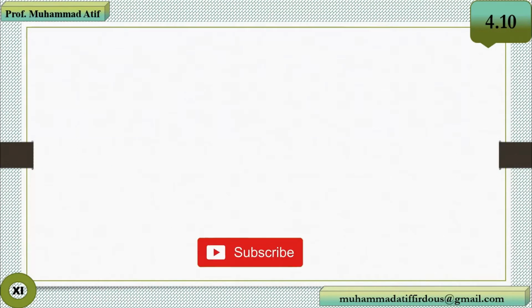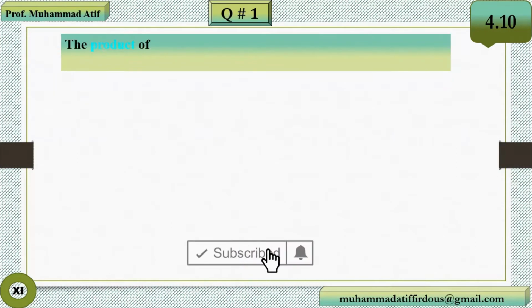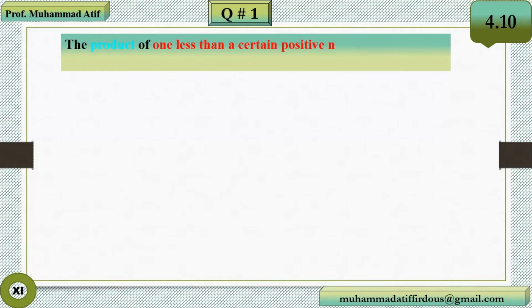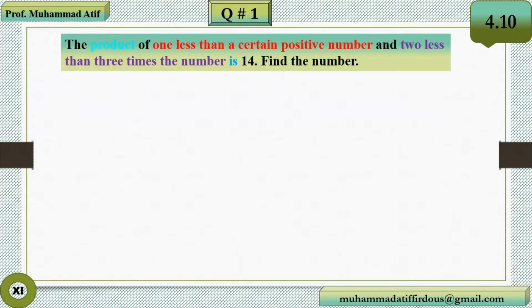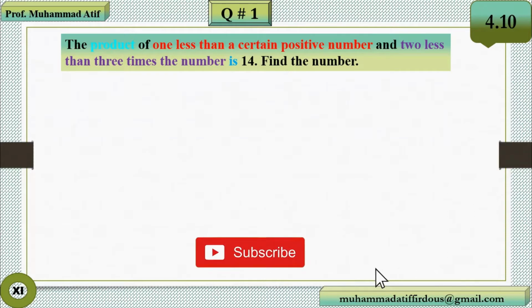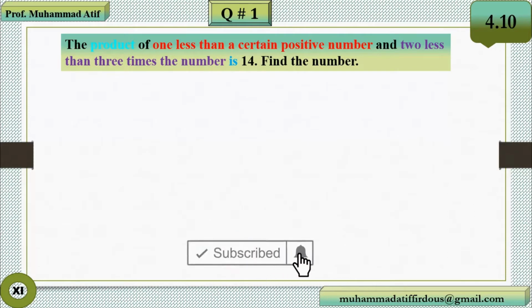which states that the product of 1 less than a certain positive number and 2 less than 3 times the number is 14. You have to find the number. The main thing is to convert this word problem into mathematical language. Just decode this, and I am going to use color coding as well to solve all these word problems.